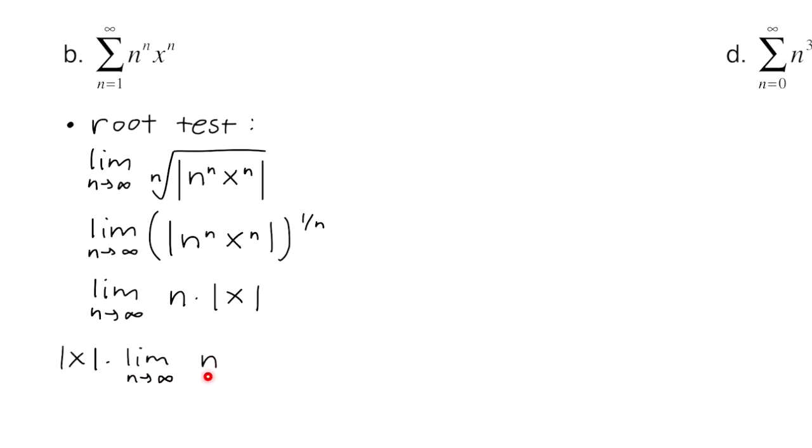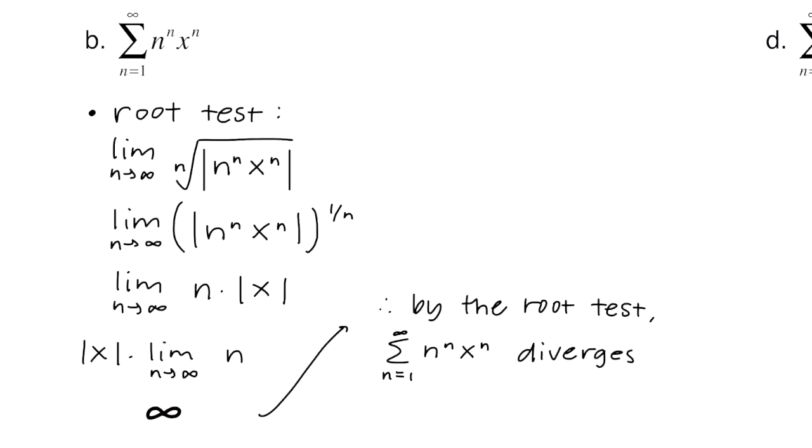So n is going to grow without bound, so this goes to infinity. And according to the root test, if you take the limit and you get infinity, then the series diverges. So I wrote that out: therefore, by the root test, the series diverges. Then for the interval of convergence and radius of convergence, we write I equals, and then you use set notation of {0}, and your radius of convergence is also 0.